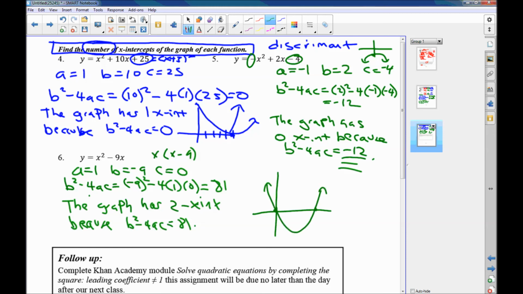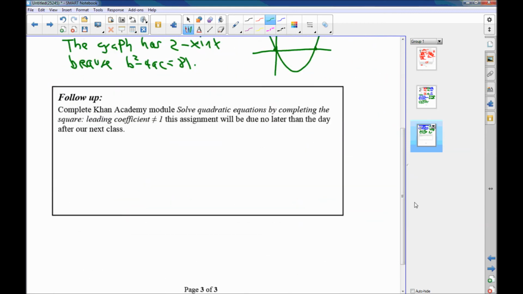Okay. All right, your follow-up, nothing to do with the discriminant. It's just Khan Academy. Solve quadratic equations by completing the square method where the leading coefficient is not 1. This is due no later than the day after our next class. So we'll practice discriminant stuff in class, and then you also need to do this part, which will have a little bit of class time, but not a lot. Okay, I'll see you next time.